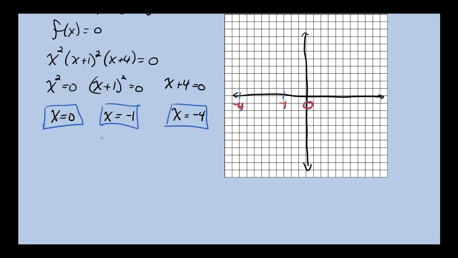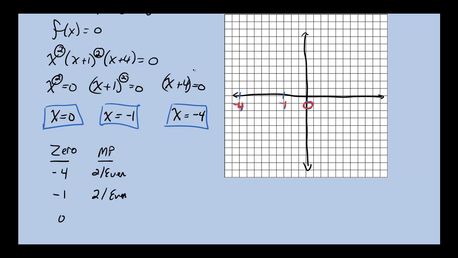Now I'm going to arrange these in a tabular format. So I have my 0 here, and I'm going to arrange them in ascending order. So I have negative 4, negative 1, and 0. Their multiplicities will be how many times they occur. Notice the multiplicity of my 0 is in fact a 2, which is even. My multiplicity of my negative 1 is in fact a 2, which we can see from the exponents. So that's also even. And then lastly, the multiplicity of my negative 4 is only a value of 1, which is odd. Therefore, now I can determine the action of the graph.